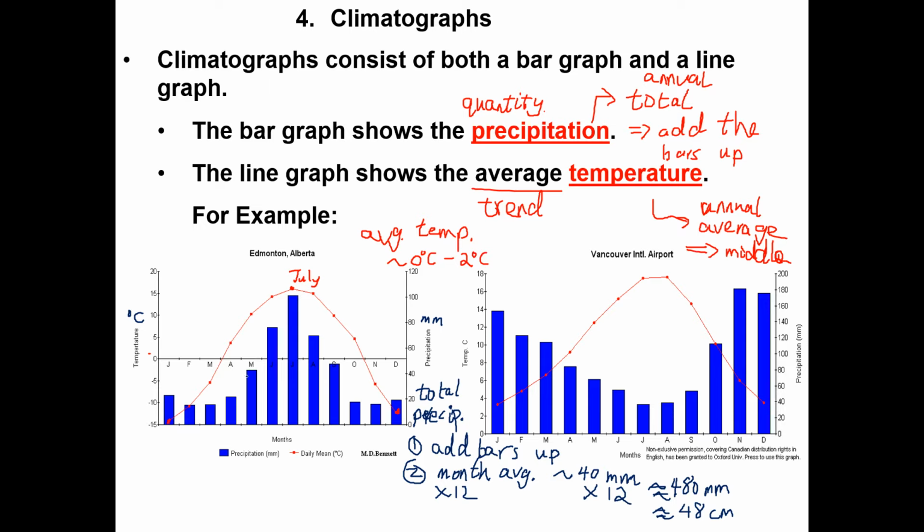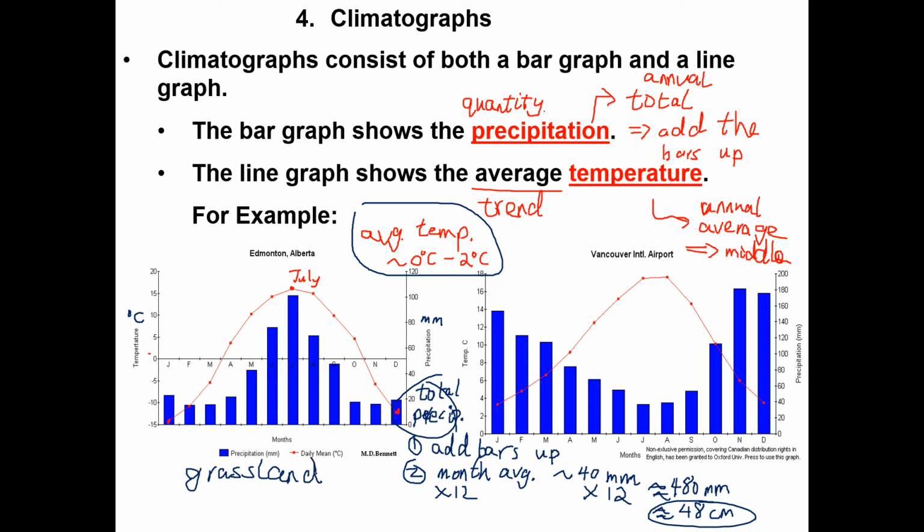So average temperature, total precipitation, it's 48. This is grassland, right? Very typical grassland temperature. A little bit colder, actually, a little cooler in this particular region. Once again, it differs by region.